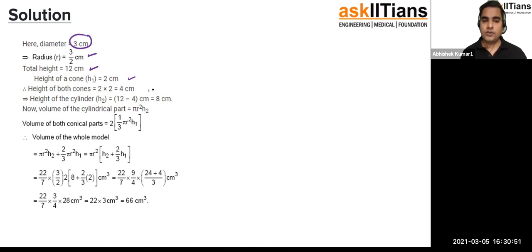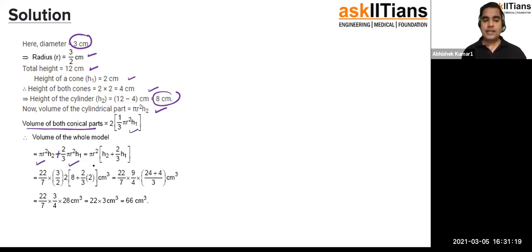Therefore, the height of both the cones will be 2 into 2, that is 4. So the height of the cylinder is going to be 8 centimeter. Okay. And you know the volume of the cylinder is given by pi r square h. So they used that formula. And if you talk about the volume of both the conical parts that you have, that will be twice the volume of one conical part. So the volume of the whole model will be the volume of the cylinder plus 2 by 3 times the volume of both the cones.